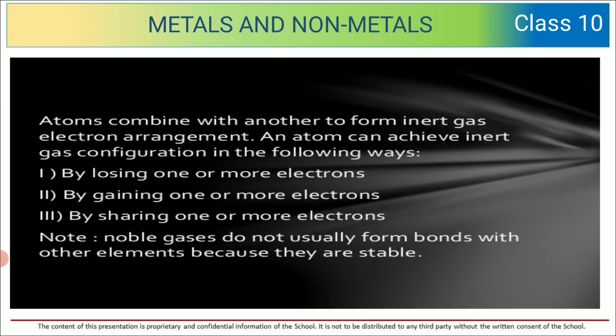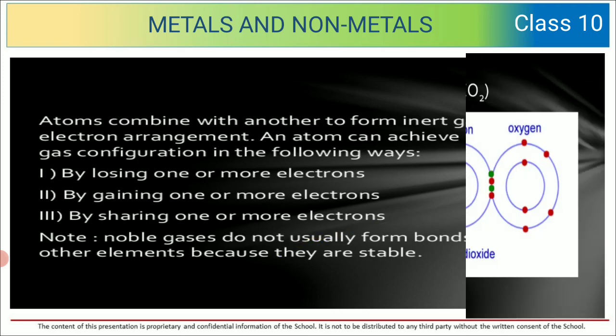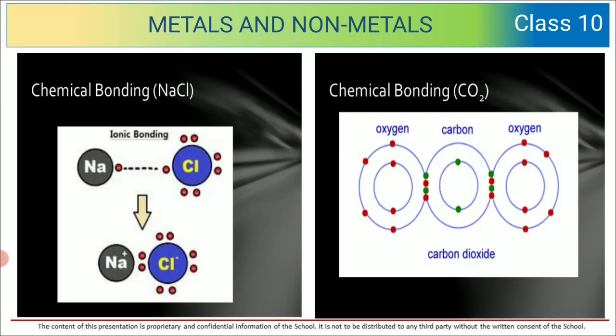What are the ways? By losing one or more electrons, by gaining one or more electrons, or by sharing one or more electrons. So these three possibilities are there. Noble gases do not usually form bonds with other elements because they are stable. So you can see how chemical bonding takes place.